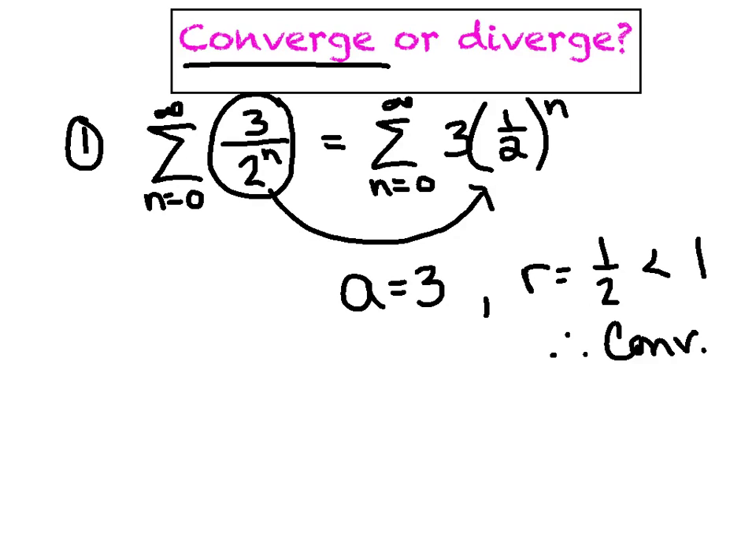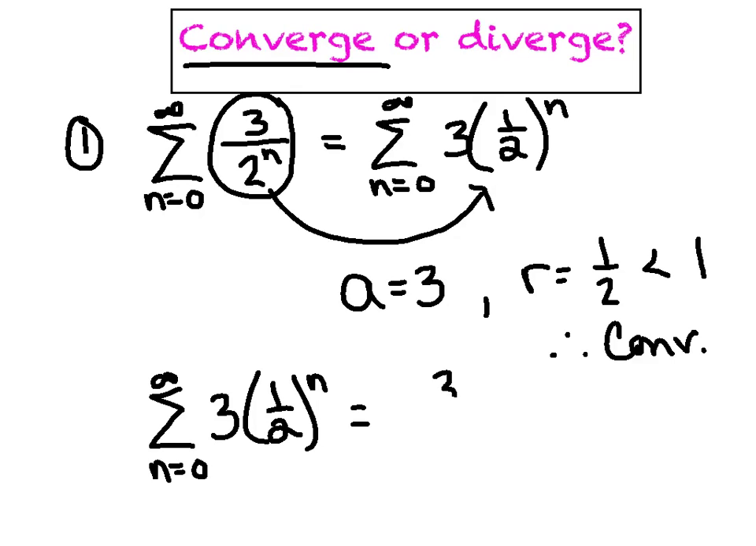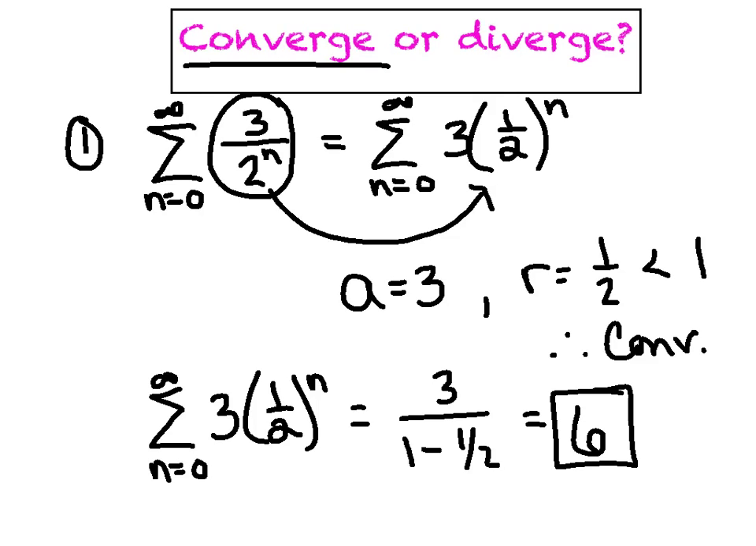And what does it converge to? Well, we could say that the sum of this series is equivalent to 3 divided by 1 minus 1/2. And then 3 divided by 1/2 is 6. So not only does it converge, but it converges to a total sum of 6.